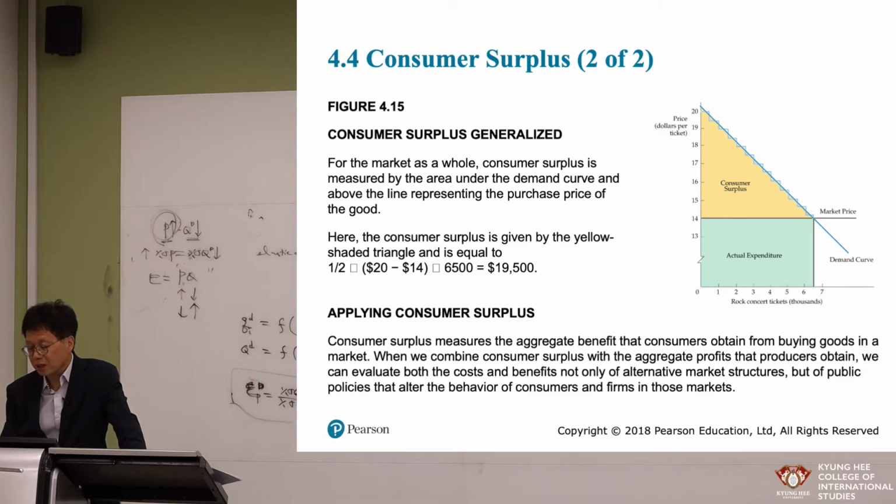Your increase in happiness, utility, is this one. Your total willingness to pay is this area. But the actual expenditure, the actual consumption spending, is this one. Okay? The gap between the two is consumer surplus.